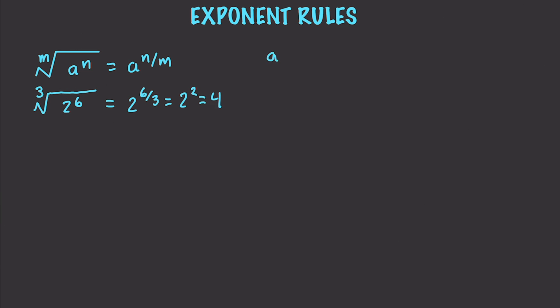Again, another one. Let's say your exponent is a fraction. In this situation, you're going to convert it to this form, like that. An example would be 27 to the 1/3, which gives you the cube root of 27, which ends up being equal to 3.